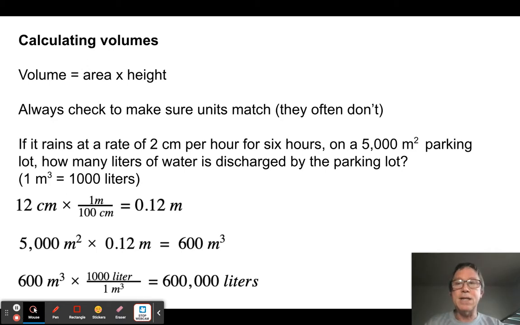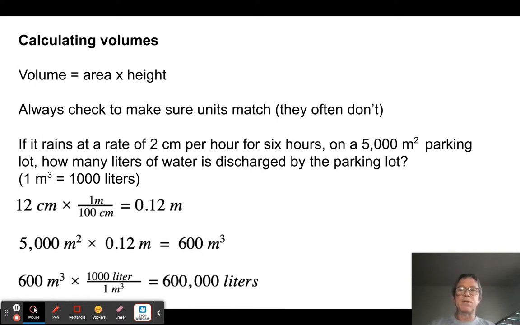Okay, so look at a classic example here. It rains at a rate of 2 centimeters per hour for 6 hours on a 5,000 square meter parking lot. Whoop, whoop, whoop. The units don't line up, okay? I've got square meters and I've got centimeters. So I'm going to fix this, but anyway, let's keep going. How many liters of water is discharged by the parking lot? And then I'm told 1 cubic meter equals 1,000 liters. That's not something you have to memorize.